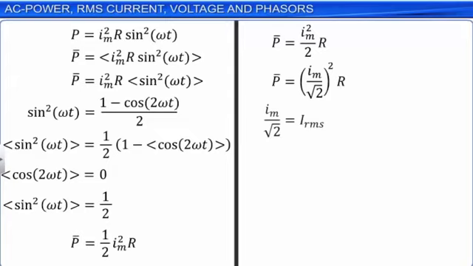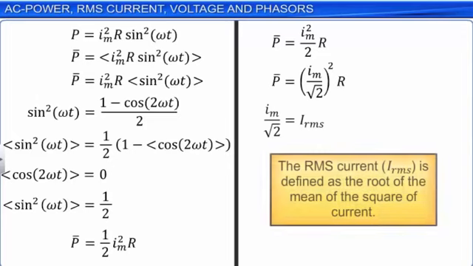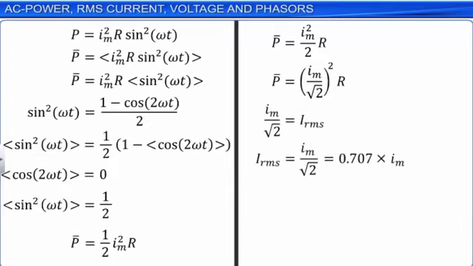RMS current, denoted by IRMS or effective current, is defined as the root of the mean of the square of current. For a sinusoidal current, its value is 1 over root 2 times or 0.707 times the amplitude of the AC current, Im. The average power dissipated by any form of AC current in a resistor is IRMS square R.